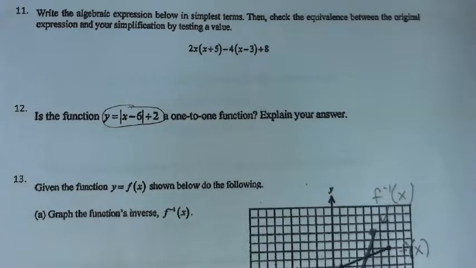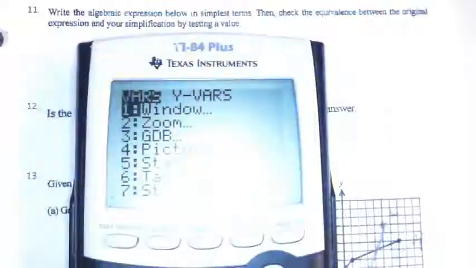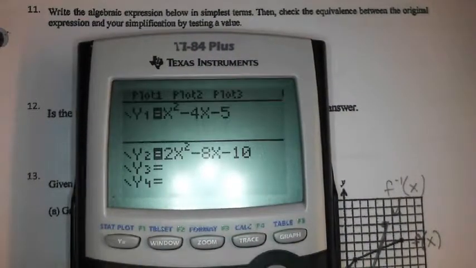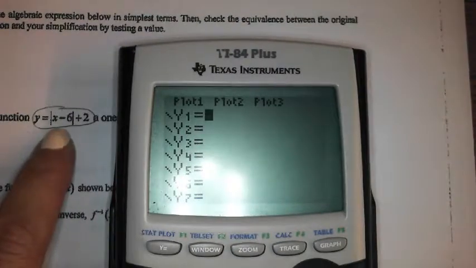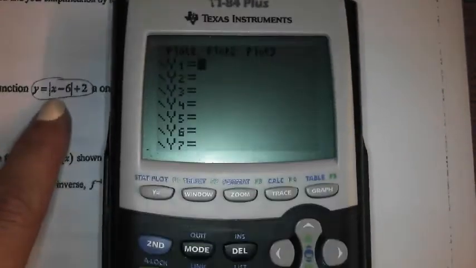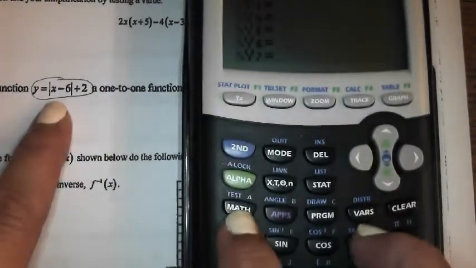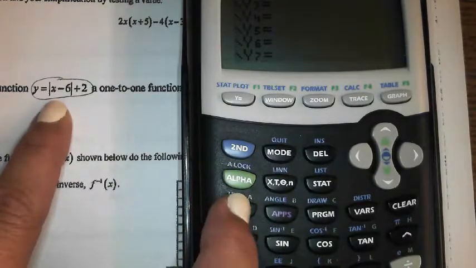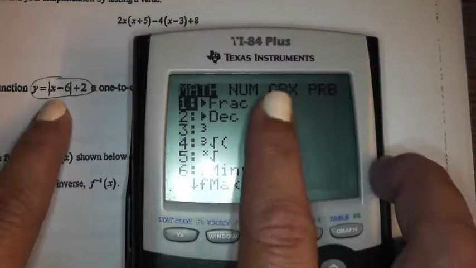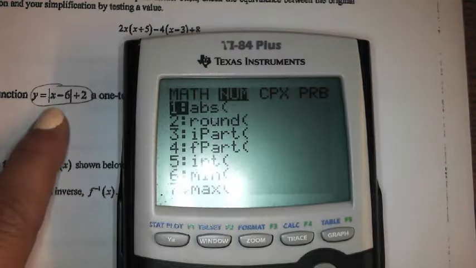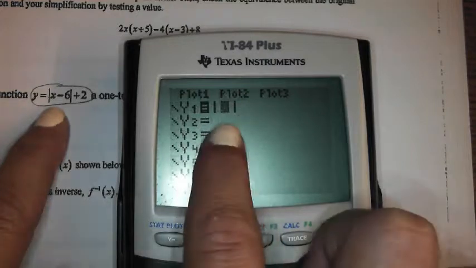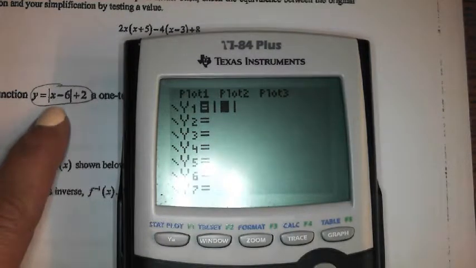Some of you are like, how am I supposed to know? Pick up your calculator. Graph it. So it's y equals, and actually we're going to have to talk about whether or not we know how to find the absolute value symbols. I'm going to assume that some people do not. Everyone's calculator has a math button right here. If you hit that math menu and then scroll over up top just one to this NUM, which stands for number, the first option is going to say abs. That's the absolute value. So if you hit that, it opens up absolute value signs. X minus 6 plus 2.